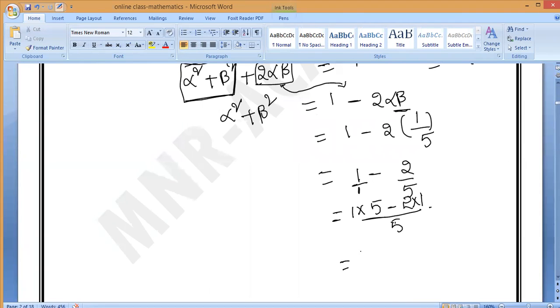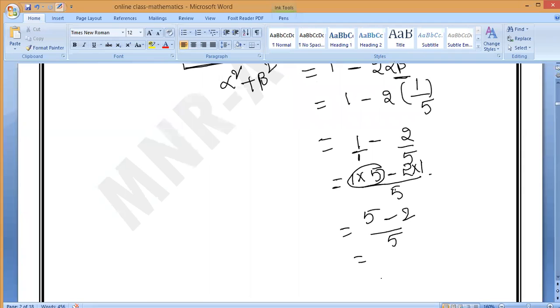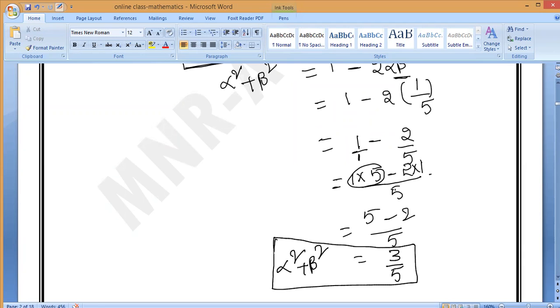Which is equal to 1 into 5, which is 5, minus 2 by 5. That is 3 by 5. So our alpha square plus beta square value is equal to 3 by 5. Do you understand?